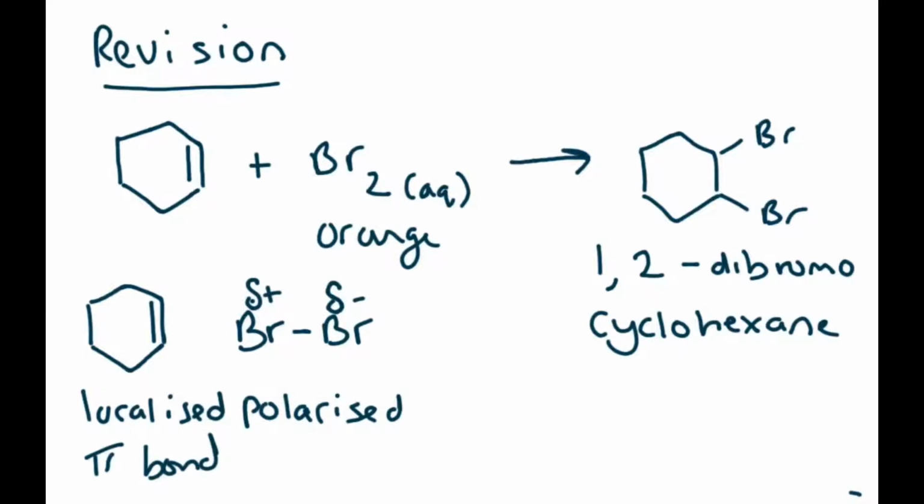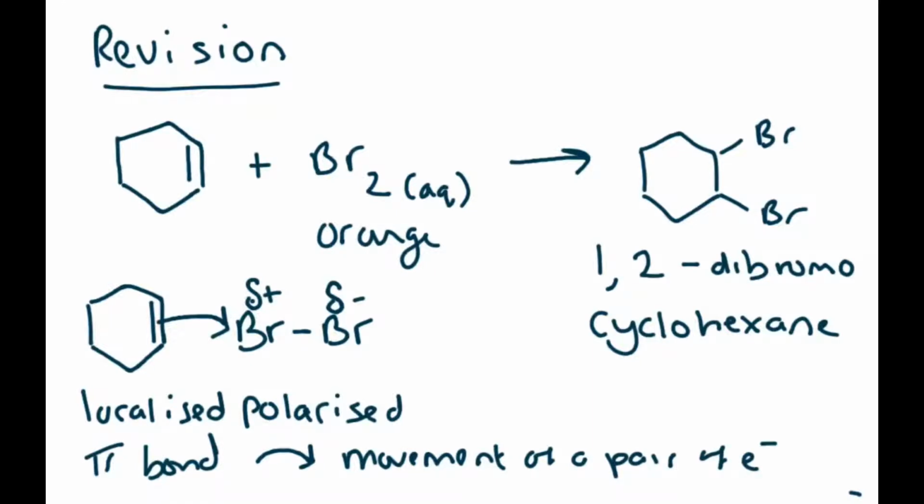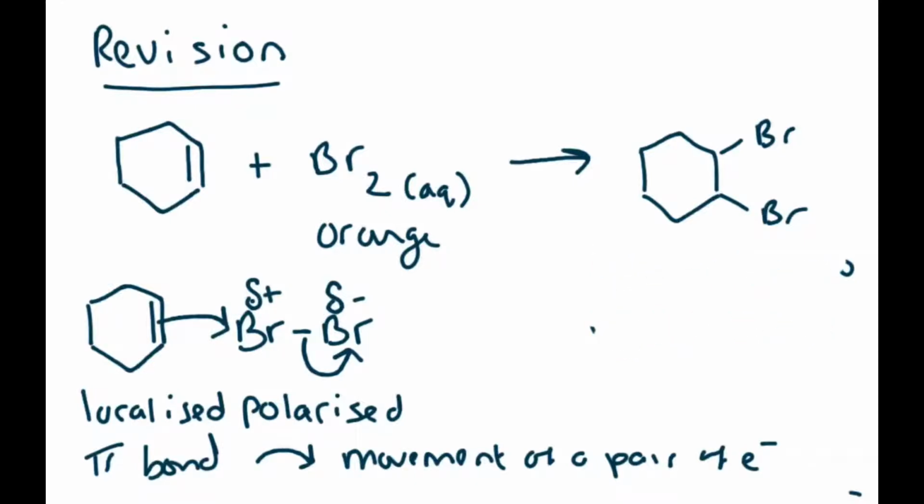And then the pair of electrons from the pi bond attack the bromine. Remember, a curly arrow shows the movement of a pair of electrons. We're just doing a bit of revision. Then the bond in the bromine molecule breaks, and both electrons go onto the bromine. This is just a bit of revision from the alkenes, of what happens with alkenes.